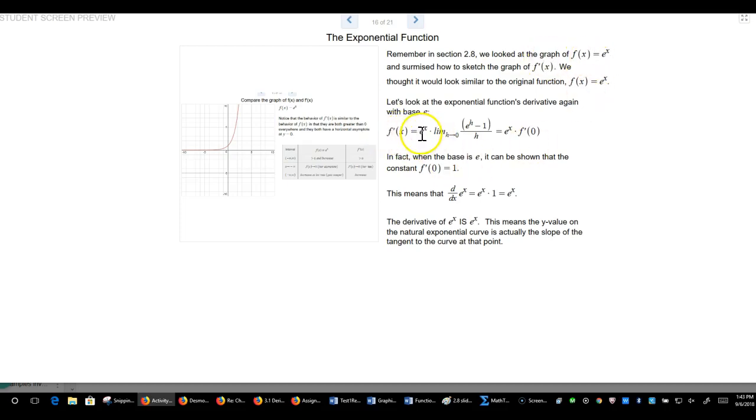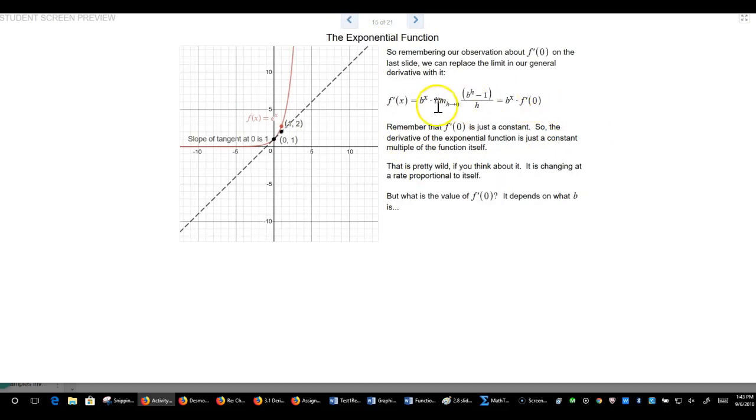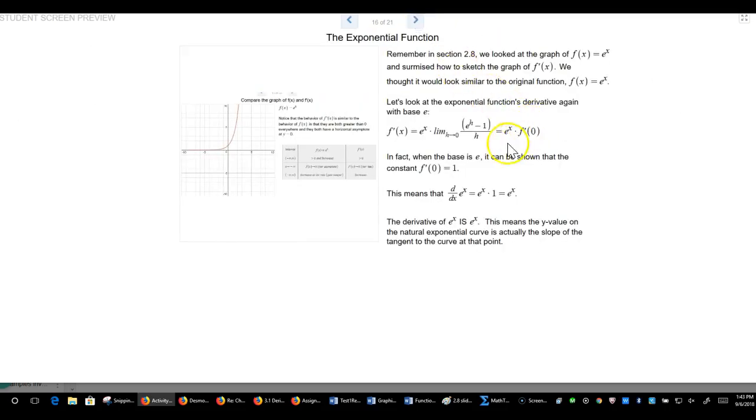So going back to what we just saw, that the derivative of the exponential function is just a constant multiple of the exponential function. That means that the derivative of e to the x is just e to the x times f prime of 0, which is just this derivative evaluated at 0. You're not expected to know this, but f prime of 0, the derivative of e to the x when evaluated at 0, is just 1. So this all boils down to showing that the derivative of e to the x is just e to the x.